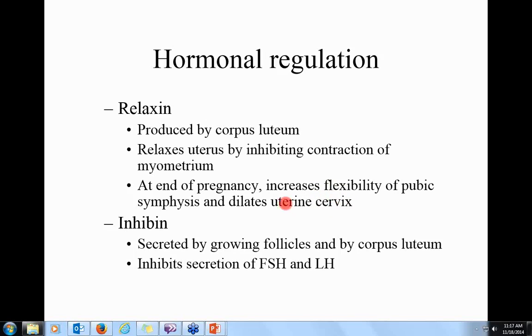And not only does it make the pubic symphysis more flexible, it also makes the rest of the joints in the female body more flexible. And then inhibin, again, it's secreted by the follicles and corpus luteum, and kind of does what the name says. It inhibits secretion of follicle stimulating hormone and luteinizing hormone.